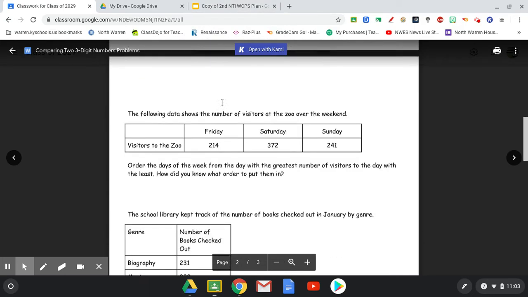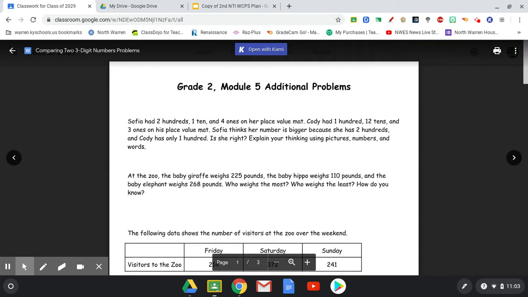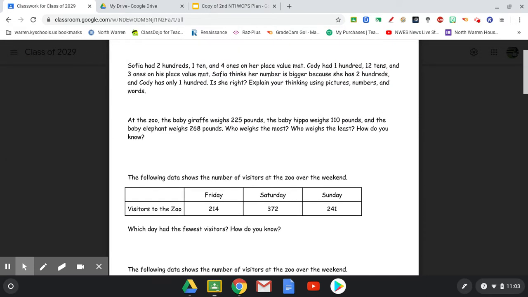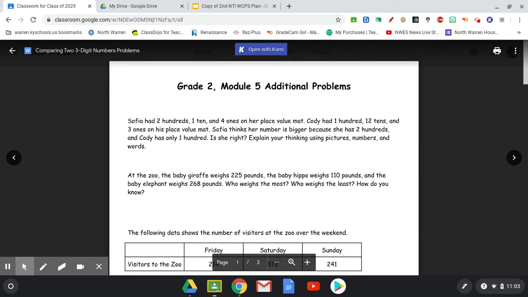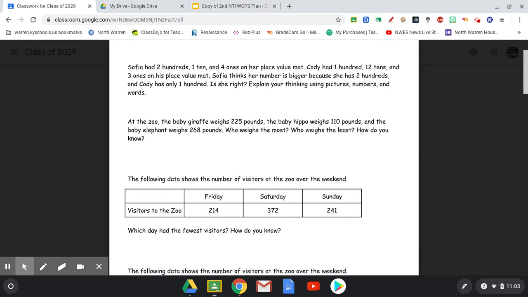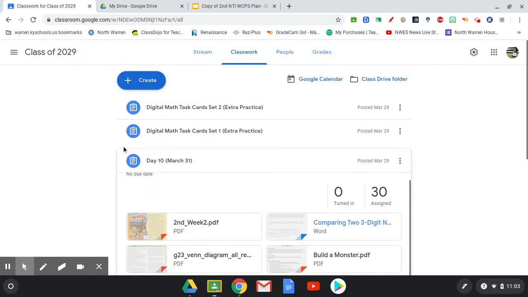And so I'll post a video of myself going over these. It looks lengthy, but it's not. It's just because you have charts that you're going to be looking at, okay? So you're going to be looking at place value, hundreds, tens, and ones. You're going to be telling which number is larger, which number is smaller, the greatest, the least, all of those different things. Okay. So I will post a video of myself going over these questions later today.